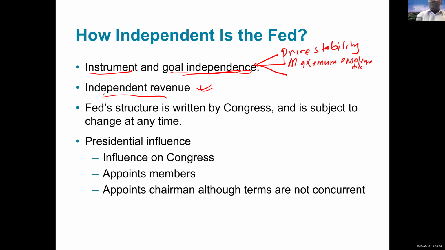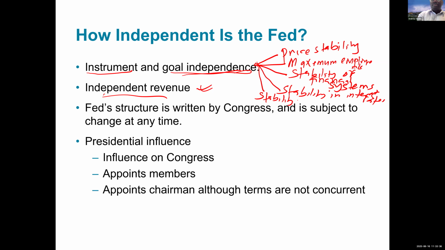The Fed sets the goal of stability of financial institutions, stability of the financial system, which includes both institutions and markets. The Fed has a goal of stability in interest rates, and another goal of stability in the foreign exchange market, making sure that the dollar is not very volatile.